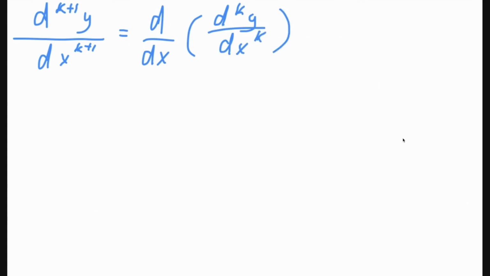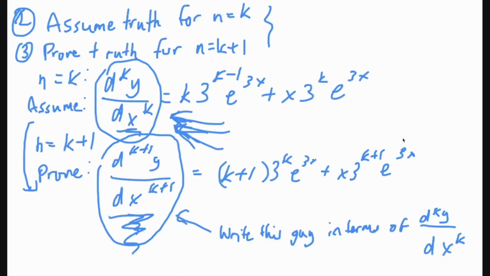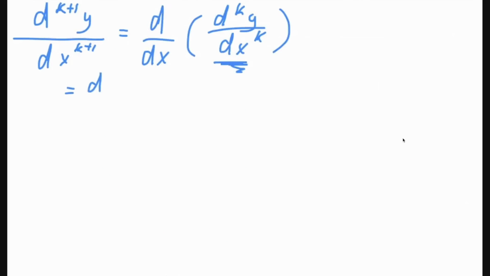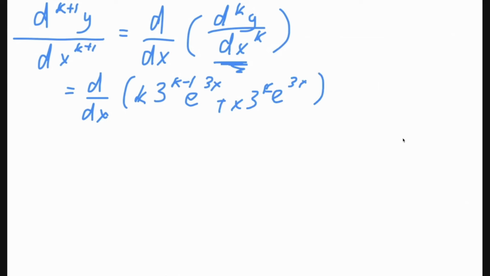All right, now what do we do? Well, as you see, this thing looks super familiar, right? We assumed that this thing, which is that thing, is equal to this. So we can just plug that in, right? We can make that substitution. So this is equal to nothing but the derivative with respect to x of k times 3 to the k minus 1 e to the 3x plus x times 3 to the k times e to the 3x. Right, we just made that really quick substitution.